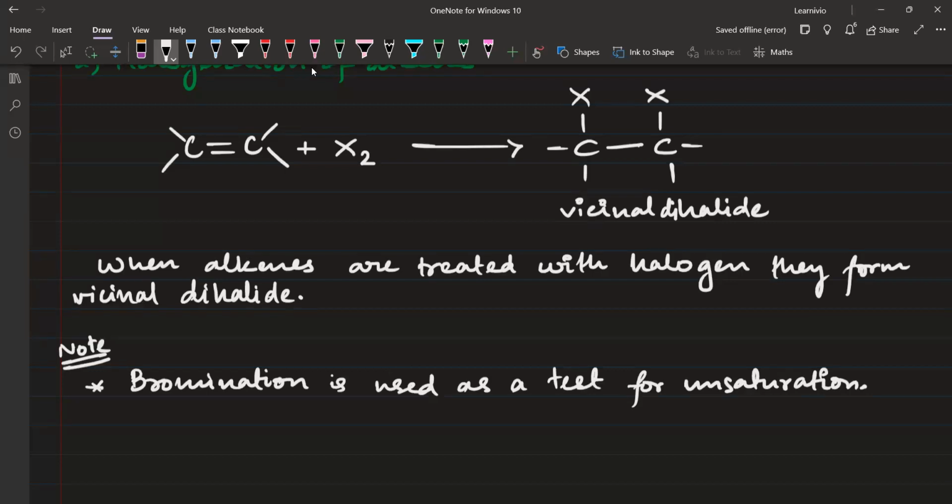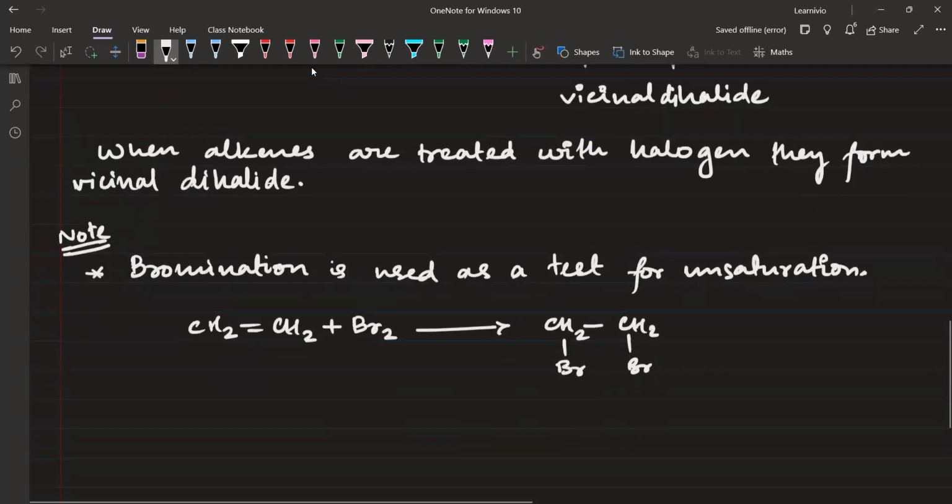क्या मतलब? For example, if you have CH2 double bond CH2 plus Br2, then you will get CH2 CH2, both the carbon atoms will be having Br. Now, this Br2 that we are having, it is brownish red in color. But as soon as it reacts with alkene, this will become obviously what? Colorless.